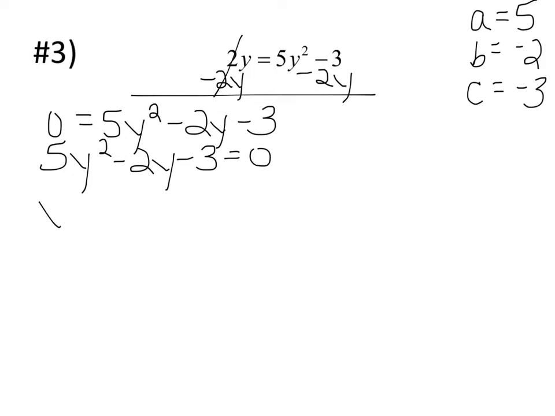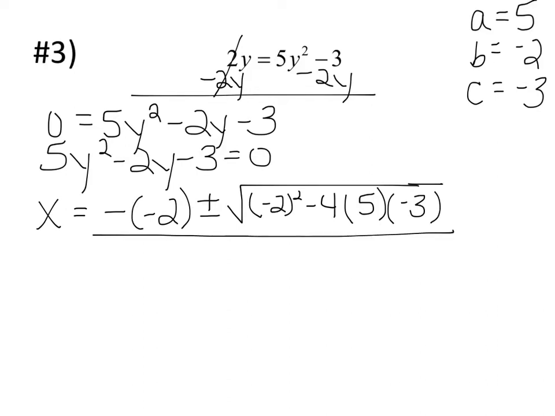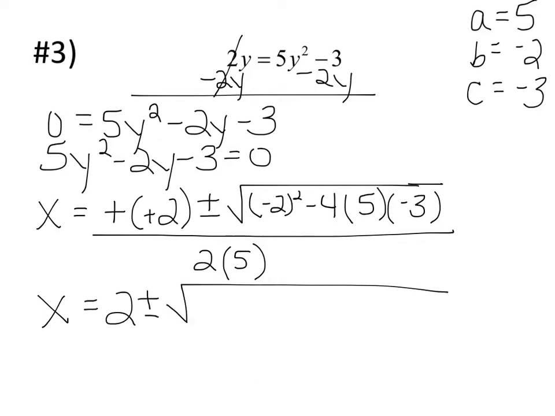So I'm going to say x equals negative b is negative 2, so it's negative negative 2, plus or minus the square root of b squared, so it's negative 2 squared, minus 4 times a, which is 5, times c, which is negative 3. And this is all over 2a, and in this case, a is 5. All right, let's go ahead and clean this up some. Minus a negative is a plus, so it's just going to be 2, plus or minus the square root.